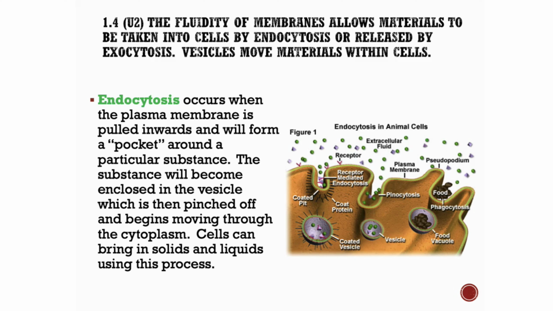Endocytosis occurs when the plasma membrane is pulled inward, as you see. The plasma membrane is pulled inward and creates a pocket around the particular substance. It can be food, it can be water. When these things enter the cell, the plasma membrane is pulled inward and creates vesicles. So the cells can bring in solids and liquids using this process.